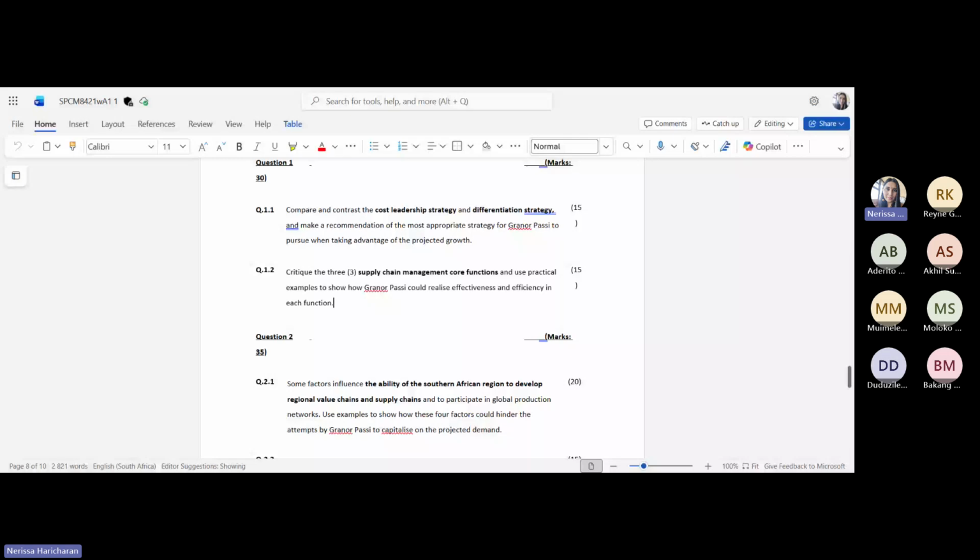List your factors, your 3 factors. Let's call it 2 marks each. That gives us 6 marks. The balance of your 9 marks then sits in your application. It says here very clearly, use practical examples to show how they could realize the effectiveness and efficiency in each of the functions. How you decide to set it up is completely up to you.